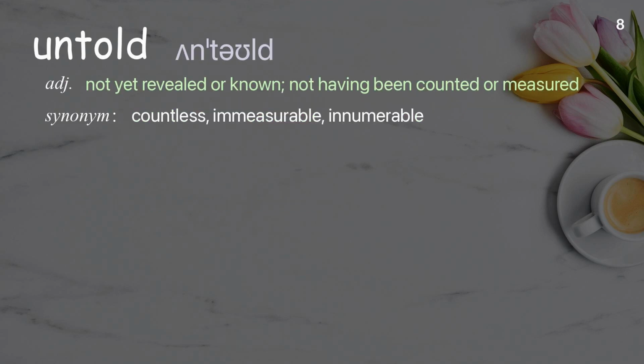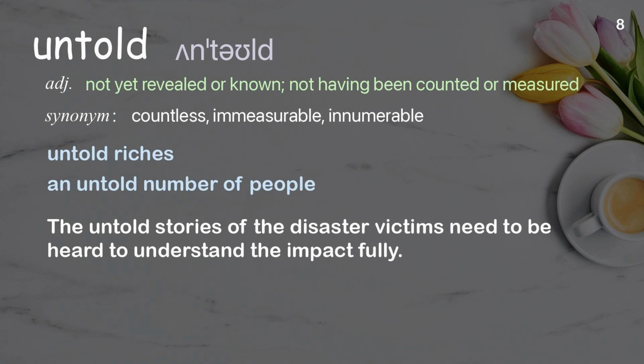Untold. Not yet revealed or known, not having been counted or measured. Examples. Untold riches. An untold number of people. The untold stories of the disaster victims need to be heard to understand the impact fully.